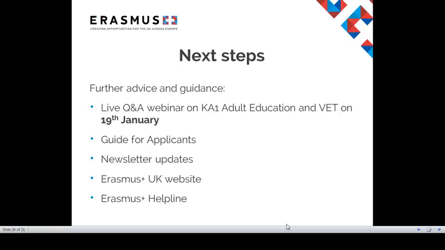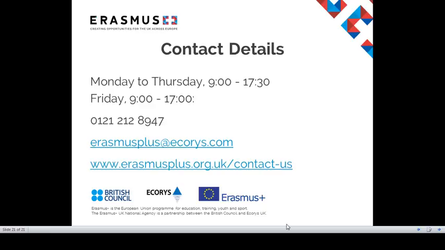And finally, we have a helpline where our team is available to answer your questions about your Key Action 1 application. And I've put the contact details on this slide. So Monday to Thursday from 9 to 5:30 and Friday finishing at 5. That is the phone number to contact. And that is the email address to send any written queries you may want to send. And again, more information about all of our various contact details are on the Contact Us webpage of our website.